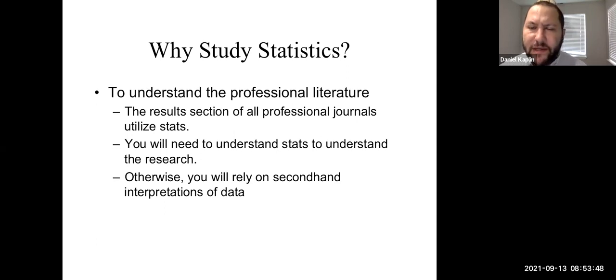Now, obviously, if you're in a psychology statistics class, likely you're going to have experimental psychology as well, and you're going to have to read these journals and understand what they're saying. So if you don't understand what they're saying, then you're likely going to have to rely on other people's interpretations. And one of the problems with relying on other people's interpretations is sometimes people make mistakes. And if you don't have a grasp of statistics, you might miss the mistakes that they've made.